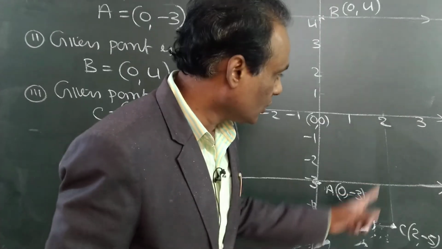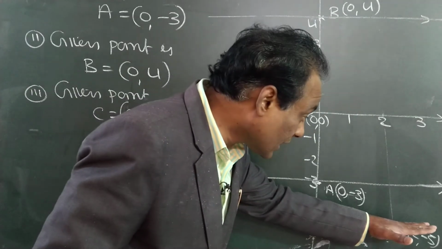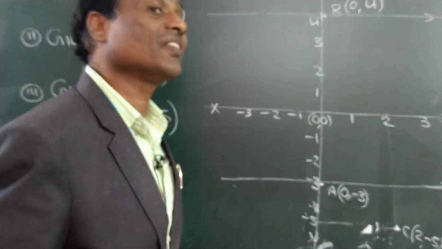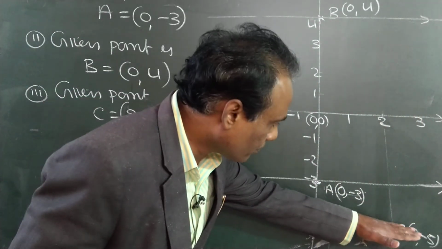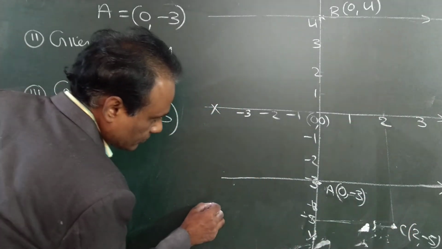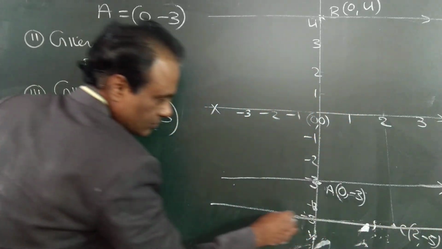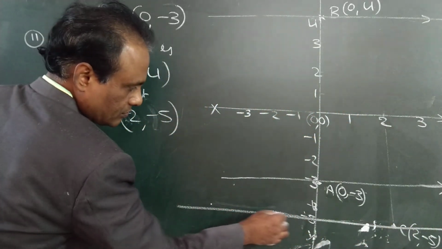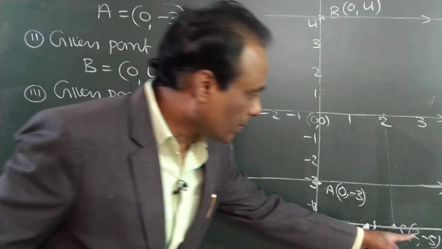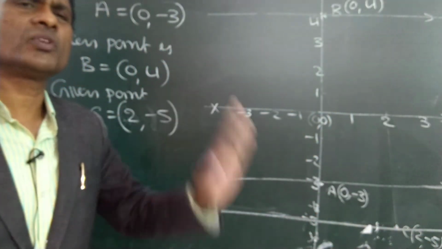How to draw the line? Should we draw like this or like this or like this? No. Draw the line parallel to the x-axis. That is the question. Through 2 comma minus 5, draw a line parallel to the x-axis. Simple.